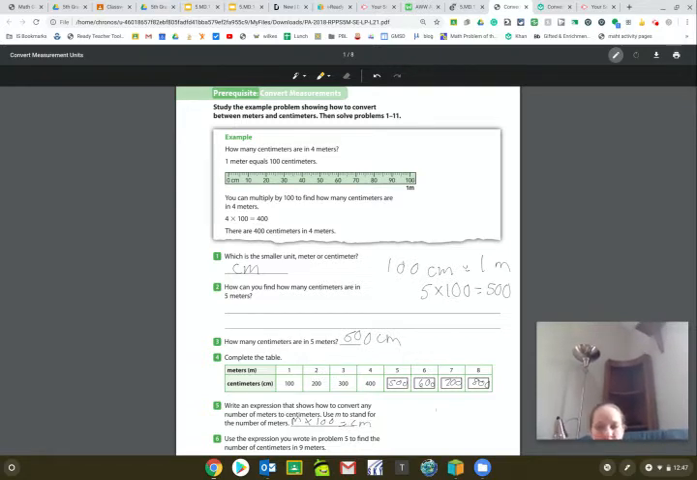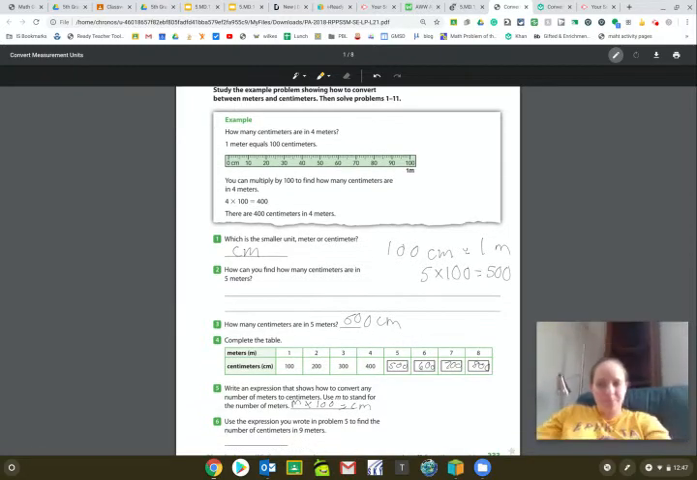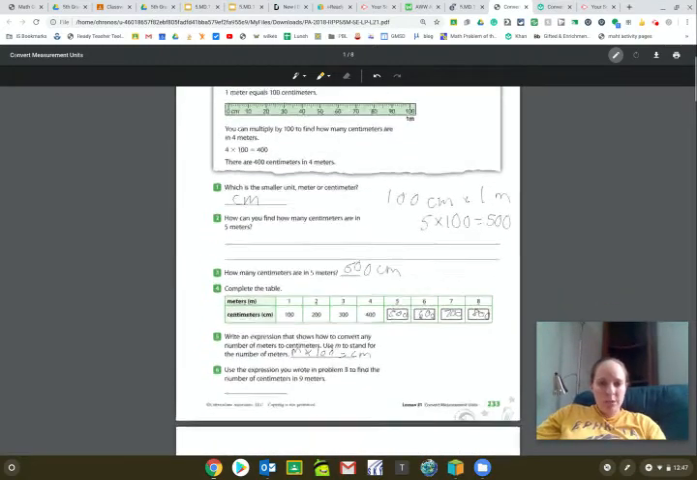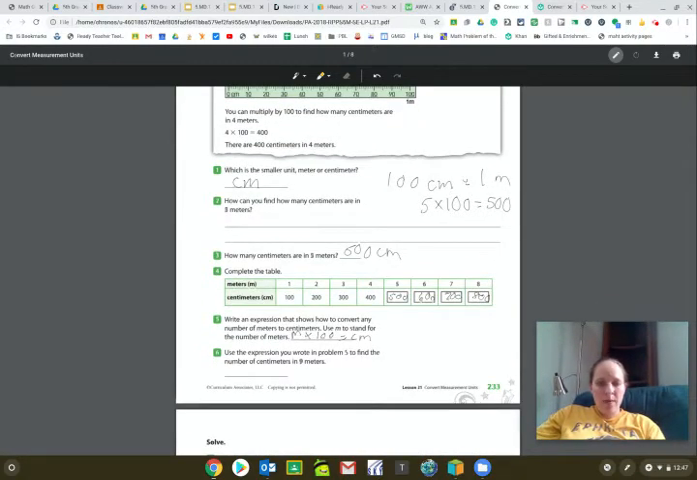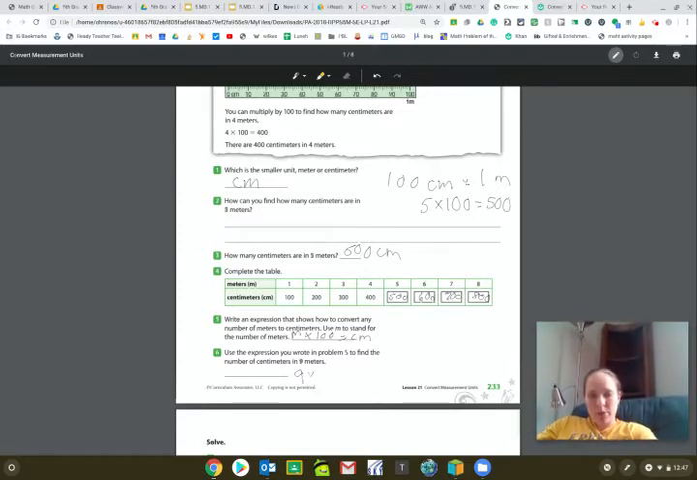So the next question is a perfect example. Use the expression you wrote in problem 5 to find the number of centimeters in 9 meters. Well, each time I convert meters to centimeters, I multiply by 100. So that gives me 900 centimeters in 9 meters.